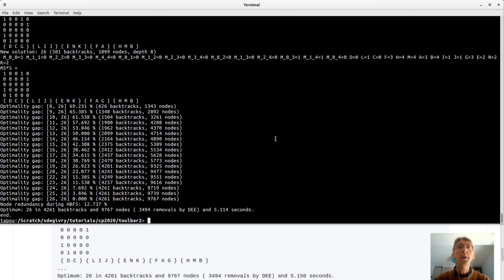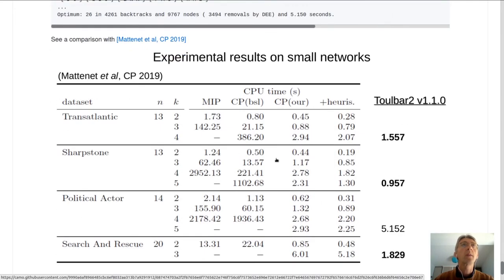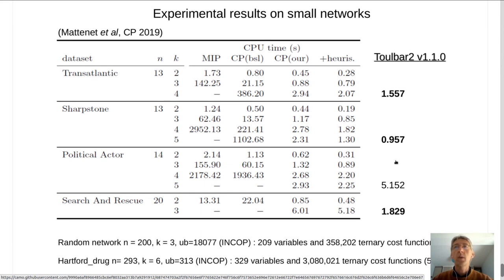Okay, so we compare our results with the ones in the Mathnet paper, and for the small data sets, the 4 ones with the largest number of clusters here, 4, 5, 5 and 3, here are the results in seconds, and we got better results for 3 of the instances, not on political actor, but still it's much better than the default CP model or even the MIP model.